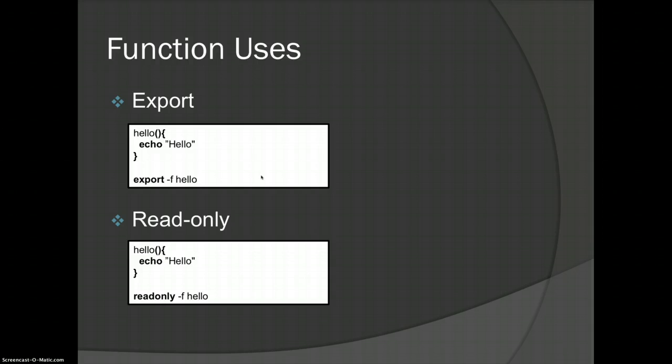Okay, a few function uses. We have some commands that will work with functions. Okay, you have export, and that is used with export -f and then the function name. This can help export functions into other scripts. You can place a function as a read-only attribute. You would place readonly -f and then the function name.